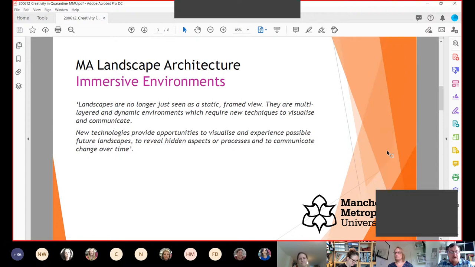So as a part of the unit that I was focusing on, it was called Immersive Environments. And this looked at the exploration of the students' landscape proposals with the use of extended reality, which is an umbrella term for virtual reality, augmented and mixed reality. And it was a collaboration that they worked on in conjunction with some game design students also from MMU.